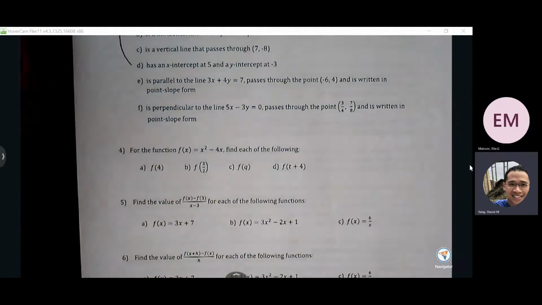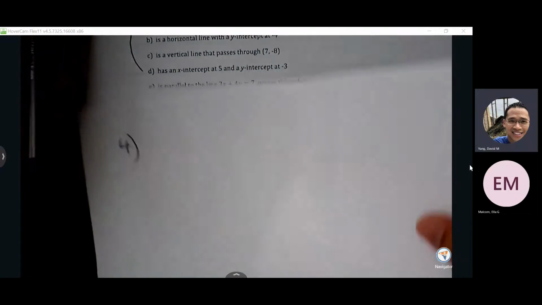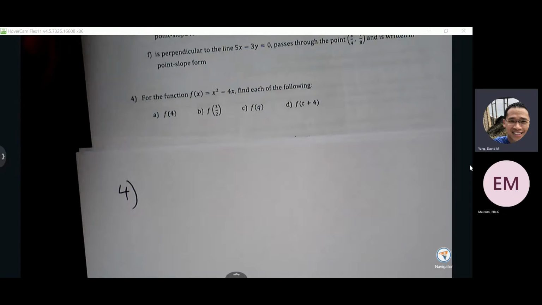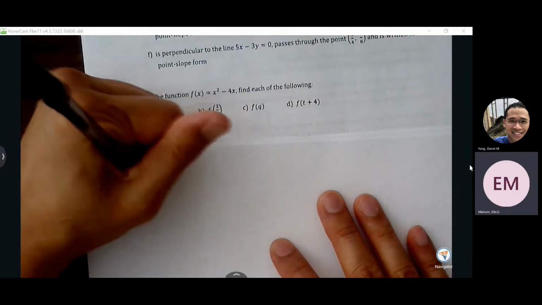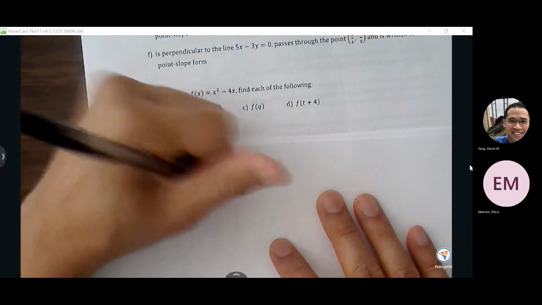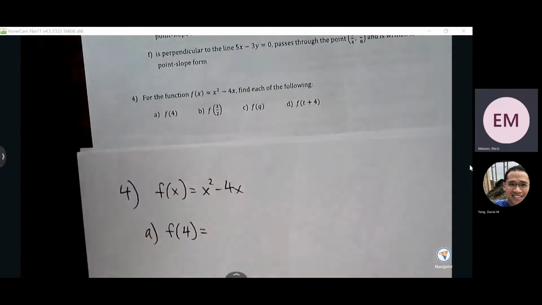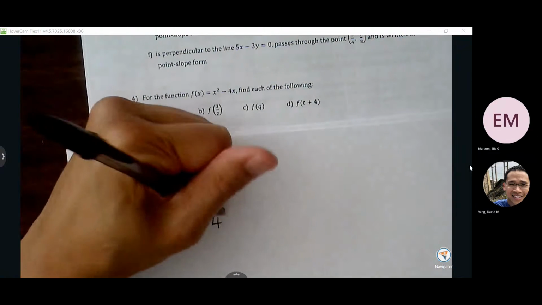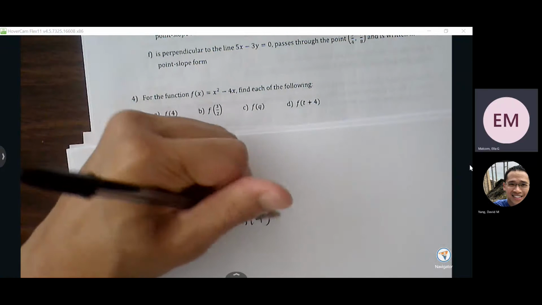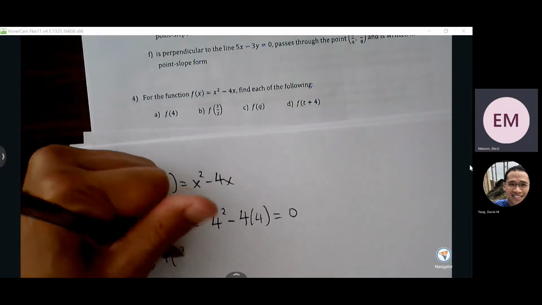Okay, for the function x squared minus 4x, find each of the following. So we're just inserting these arguments in for x. I see. So 4 squared minus 4 times 4. So 16 minus 16 equals 0. That's it. Okay.